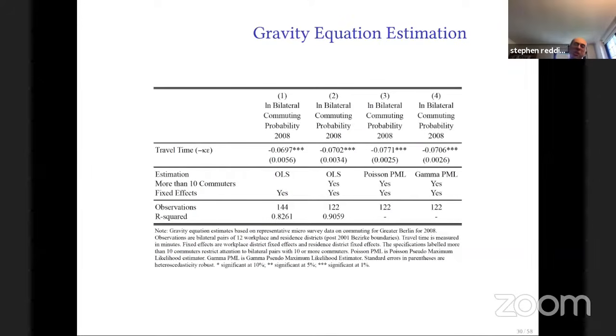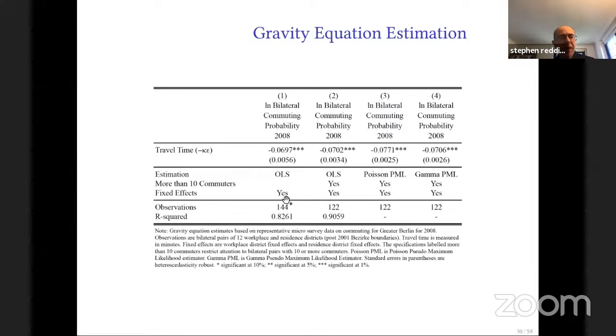So what does that commuting gravity equation estimation look like? Well, as is common in the reduced form literature with commuting data, the gravity equation fits the data really well. And that's why we wanted to build a model that featured a gravity equation, why we made these extreme value assumptions. We get an R squared using log bilateral commuting flows. All pairs have positive flows. So this is 12 by 12, 144 pairs between these 12 modern districts. We get an R squared of around 0.82.